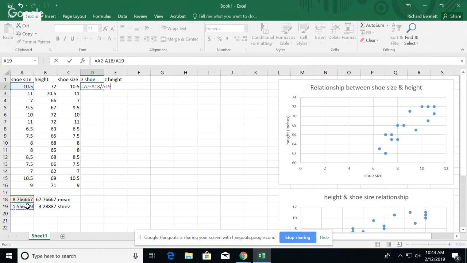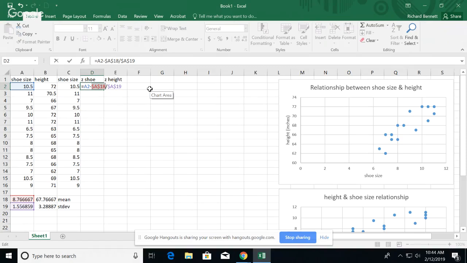You need to do the F4 on one of them, so then you can just drag it down. Where do I press F4? On the mean and the standard deviation. So I need to do it here, and I also need to do it there. Is the formula now correct? Almost. No, it's not.